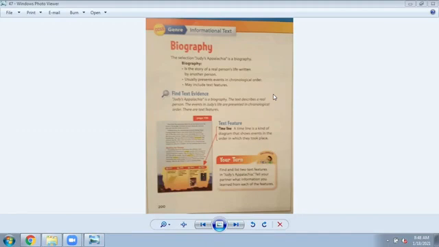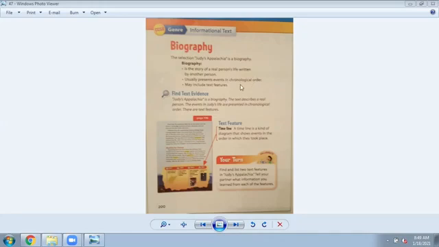It's the story of a real person's life written by another person, usually presents events in chronological order, may include text features. Okay, very good. So it's the story of a person's life, but written by another person. This is biography. Okay, if you remember, I also took autobiography. Autobiography is when the person writes a story about their own life. Biography is the story of a person's life, but written by another person.